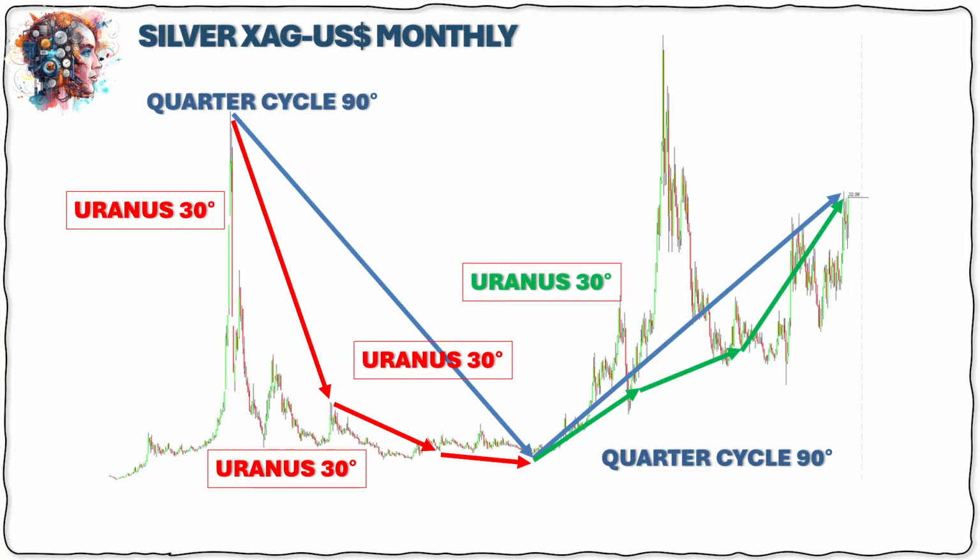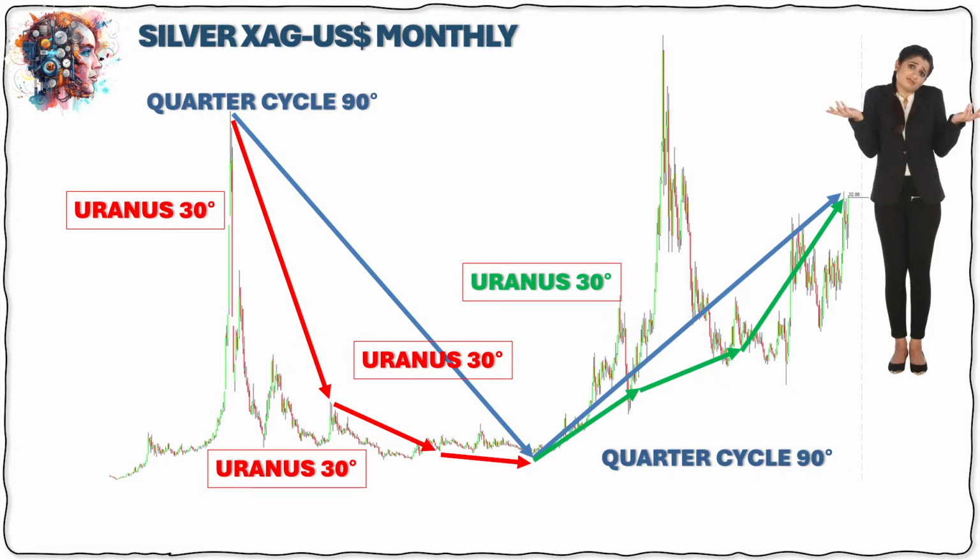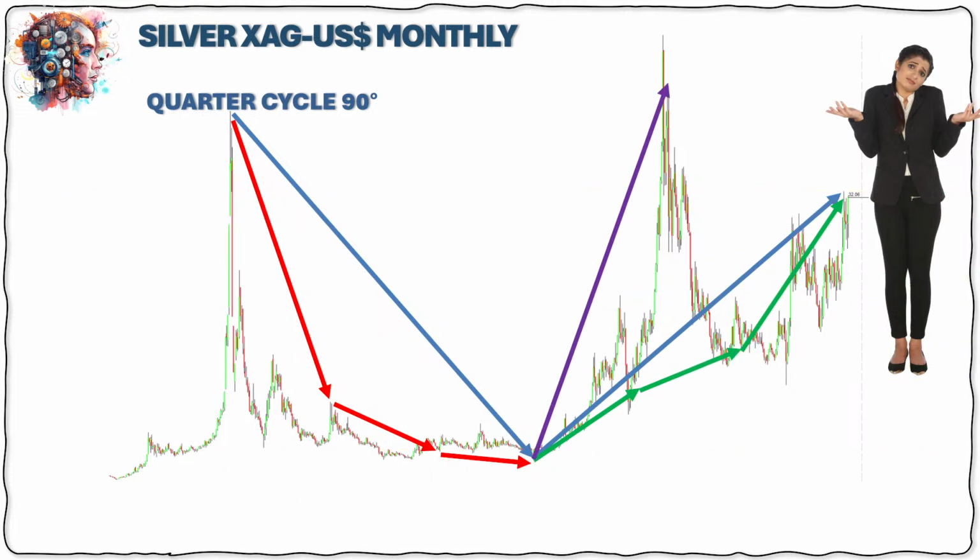Alright, now let's look further. Anything new? Nothing new. It has the same price movement of the planet. This is Saturn. This was Saturn Uranus 90 degrees. Why does it put it up with the Saturn Uranus 90 degrees?